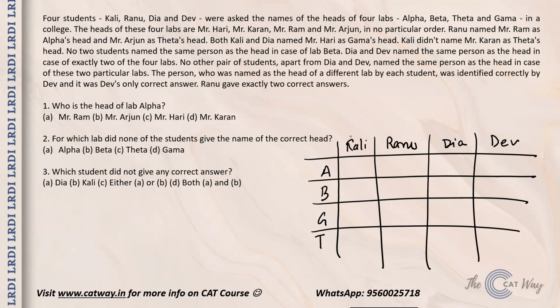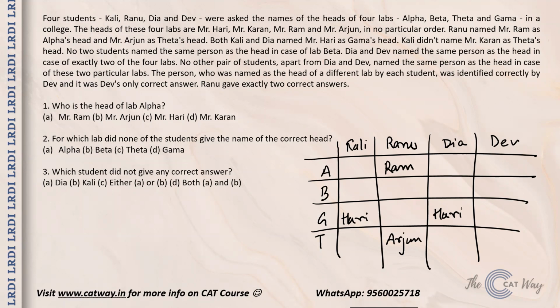Now Ranu named Mr. Ram as the Alpha's head, and Mr. Arjun as Theta's head. Now both Kali and Diya named Mr. Hari as Gamma's head. So this has been given. Now Kali didn't name Mr. Karan as Theta's head.